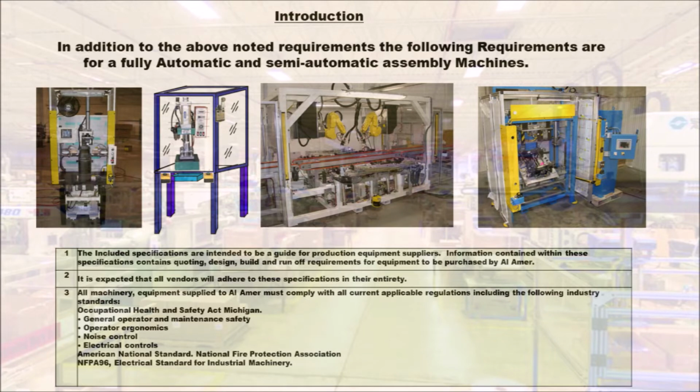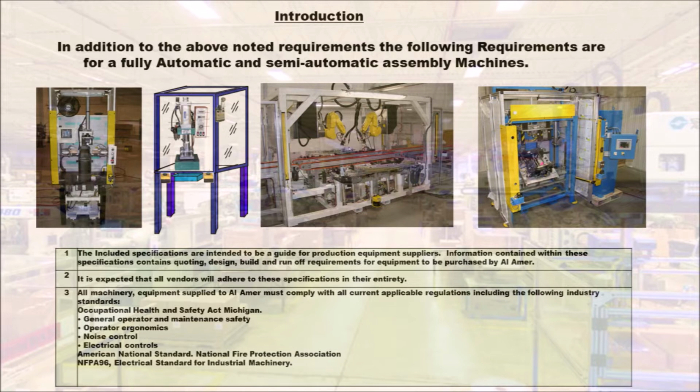Introduction. In addition to the above noted requirements, the following requirements are for fully automatic and semi-automatic assembly machines. 1. The included specifications are intended to be a guide for production equipment suppliers. Information contained within these specifications contains quoting, design, build and run-off requirements for equipment to be purchased by Amer. 2. It is expected that all vendors will adhere to these specifications in their entirety. 3. All machinery and equipment supplied to Amer must comply with all current applicable regulations, including the following industry standards.